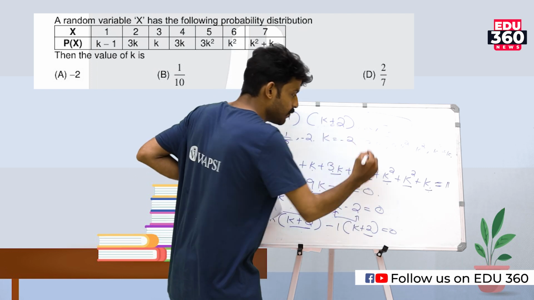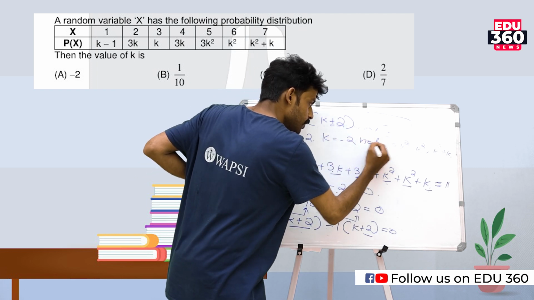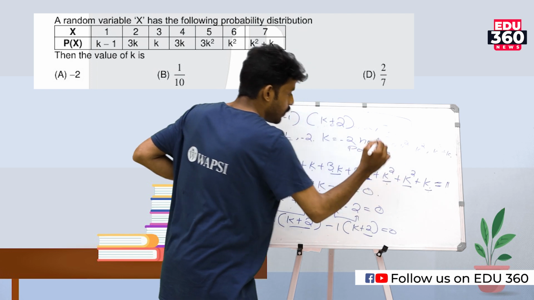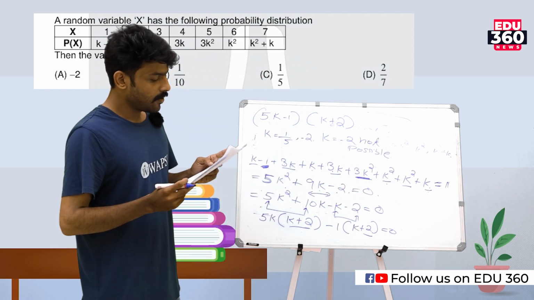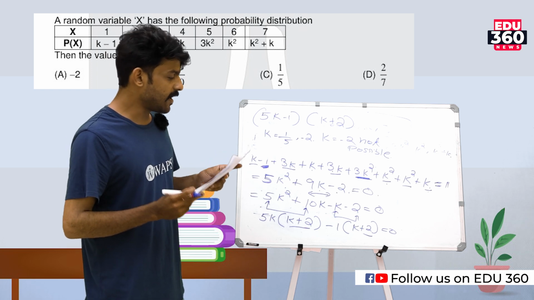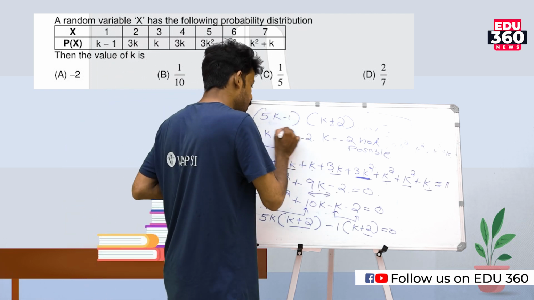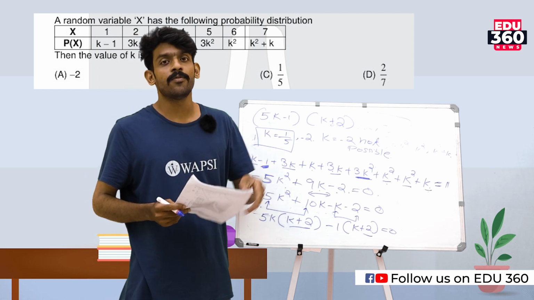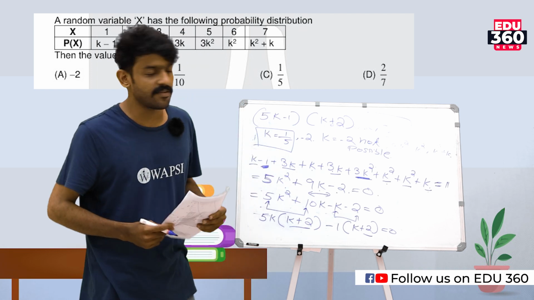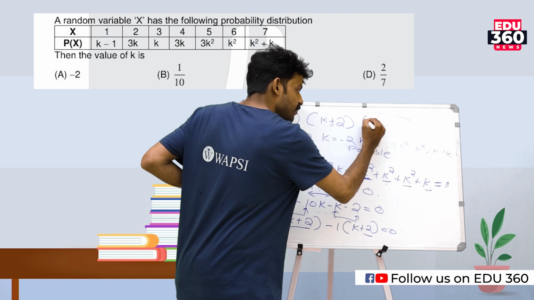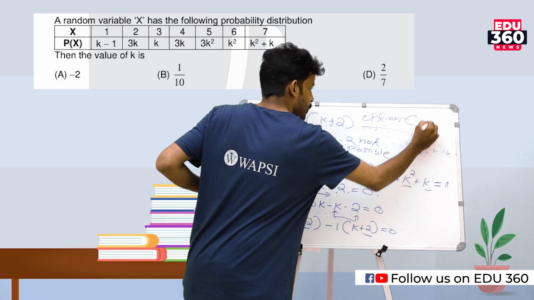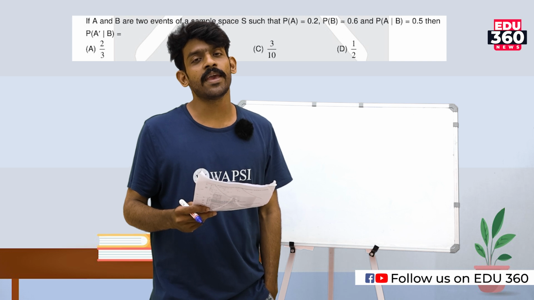is not possible. So for this question, the value of k is 1 by 5. So the value of k is equal to 1 by 5, which means option C is the correct answer for the second question. Option C, the correct answer. So we can move to the third one.